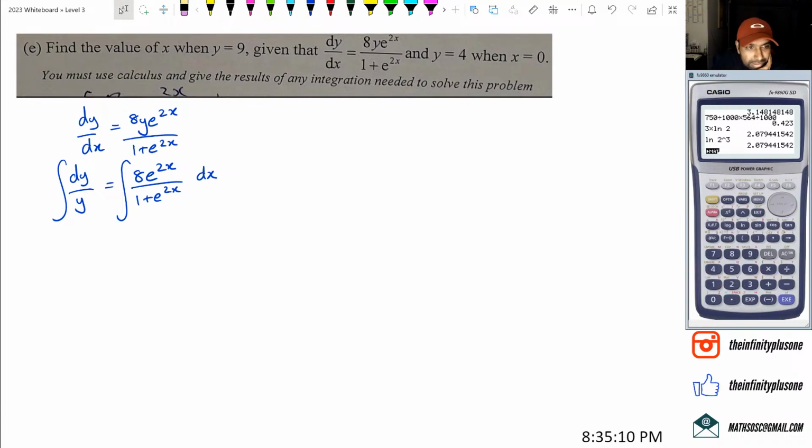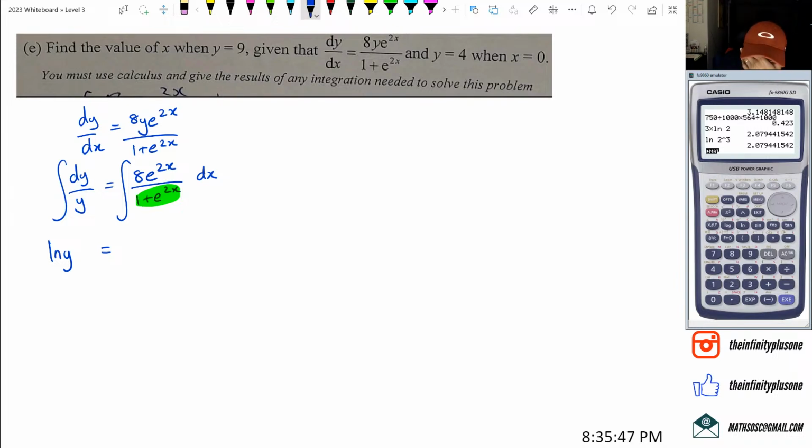So, integration of 1 over y is fairly straightforward, because we can just write it as ln of y equals the integration of this. Now, for this one, I like using reverse chain rule, because I can see that when I differentiate this, I'm going to get e to the power of 2x. Actually, no, when I differentiate that, I'm going to get 2e^2x. So I know that way I can actually cancel out. So this is how reverse chain rule works.